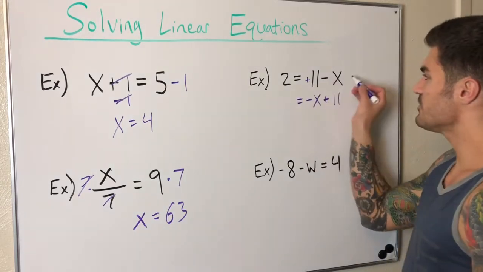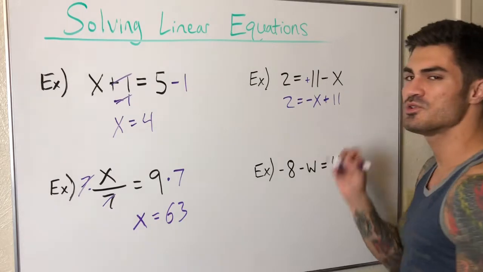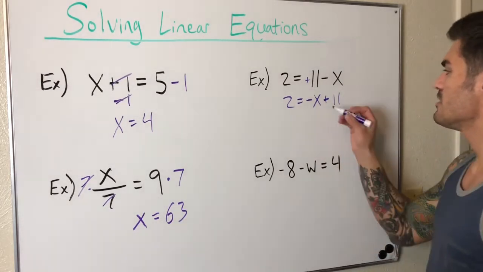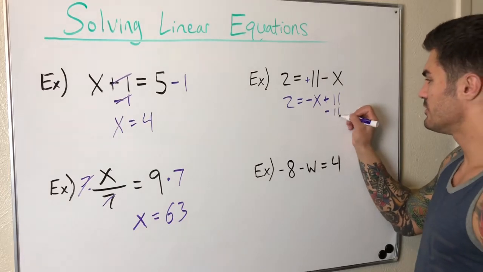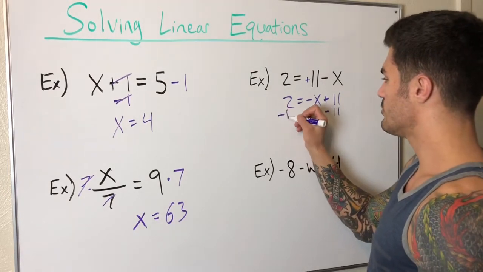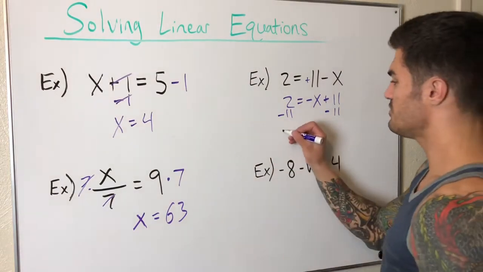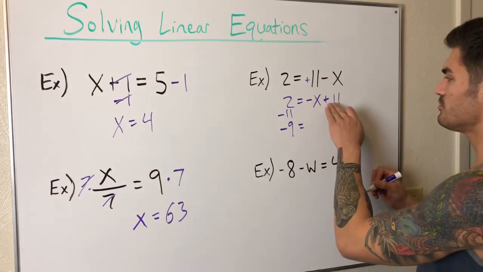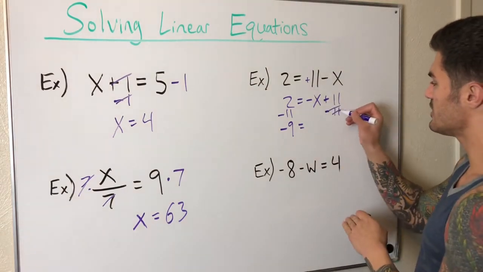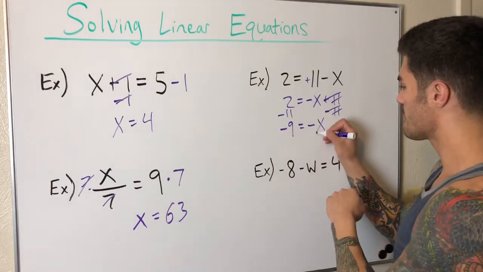And if you could have seen that from the original part, then you do not need to rewrite it like this. It's just up to you. If this helps you, then you can do that. So if I subtract 11 from both sides, that'll get rid of this plus 11. So 2 minus 11 equals negative 9, and plus 11 minus 11, those cancel each other out. So I'm left with negative 9 equals negative x.